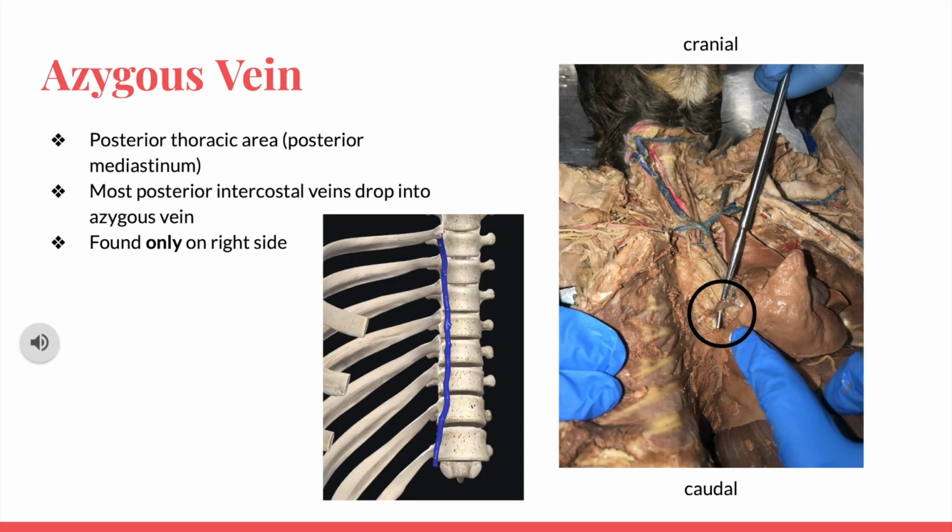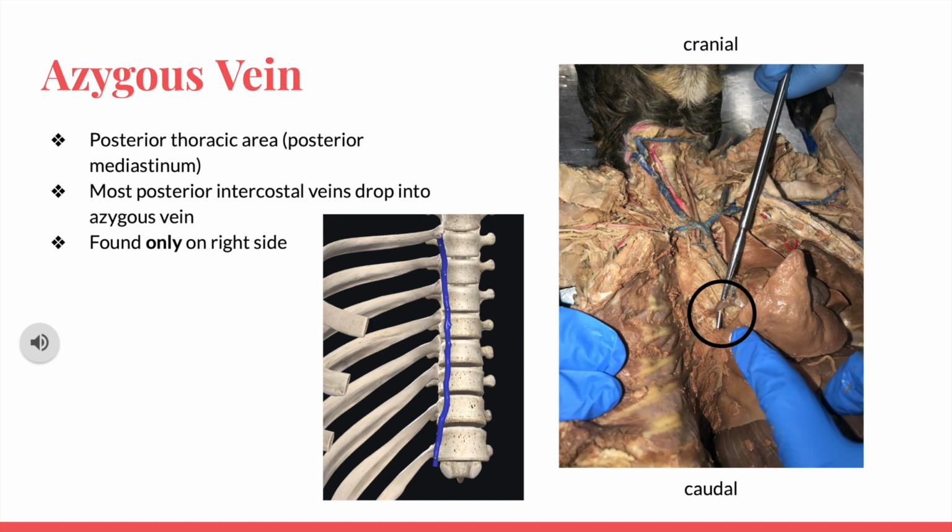The final vein within the thoracic cavity that we are going to talk about is the azygous vein. This vein can be found in the posterior portion of the thoracic region. In order to get to this vein within a dissection, you will need to roll the organs from right to left in the anatomical position.